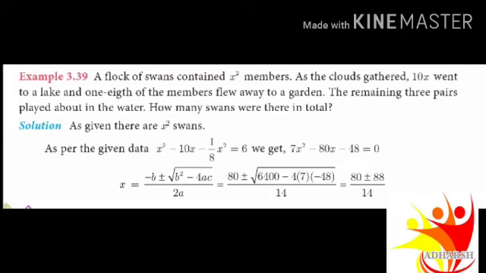We get 7x square minus 80x minus 48 equal to 0. That is a quadratic equation. The value of a equal to 7, b equal to minus 80, c equal to minus 48. We are using the quadratic formula method. x equal to minus b plus or minus root of b square minus 4ac divided by 2a.